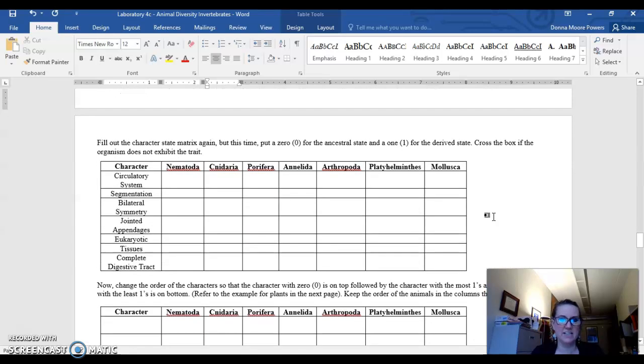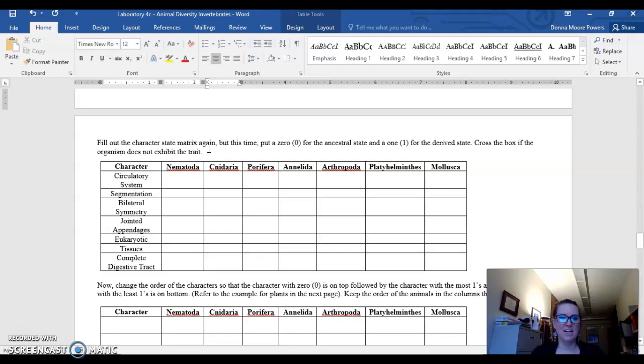If I scroll down, now this is where it gets a little funky. It says, fill out the character matrix. Again, now we have all of our phylum names up here at the top. So we're actually going to combine that first yes-no table with that second small ancestral derived table. Let's see if I can make this clear for you. Fill out the character state matrix again. This time put a 0 for the ancestral state and a 1 for the derived state. Cross the box out if the organism does not exhibit the trait.